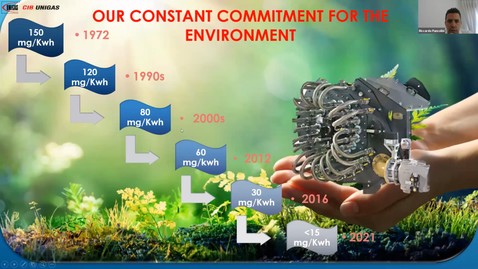And you can see here the timeline, and we want to simplify how our development went regarding emissions. We are speaking about the NOx level. That is one of the most important topics in recent times. So we started with a high value, 150 milligrams per kilowatt hour, and now we are less than 30.